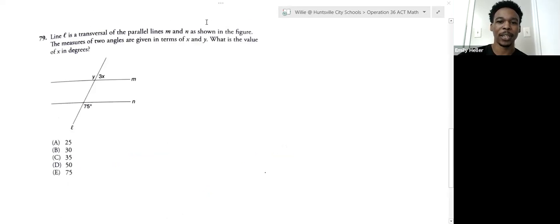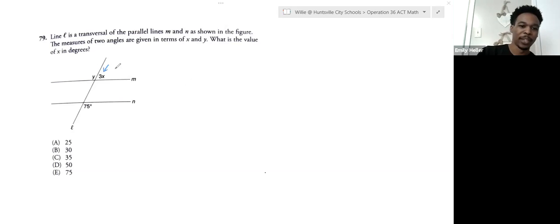This one may seem a little more complicated, but you should be able to do it in about a minute. All right, I got a line that's a transversal. I have some parallel lines, M and N, and the measure of two angles are given in terms of X and Y. What is the value of X? So I need this guy right here.